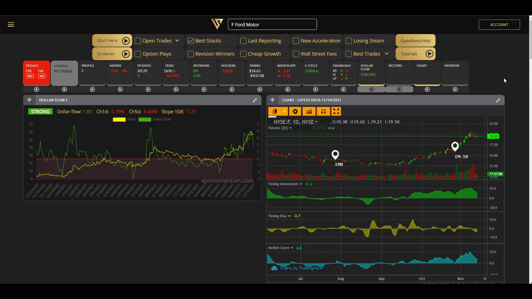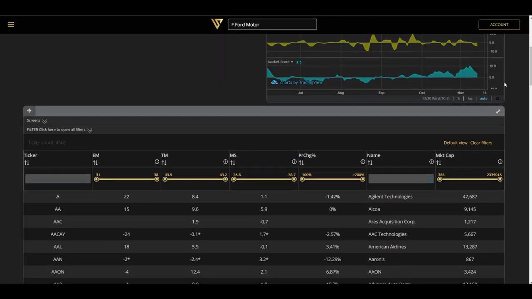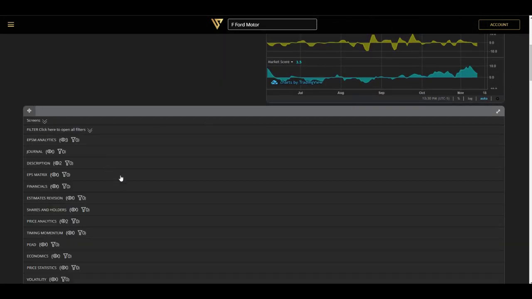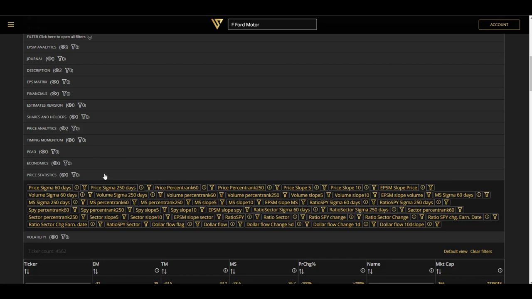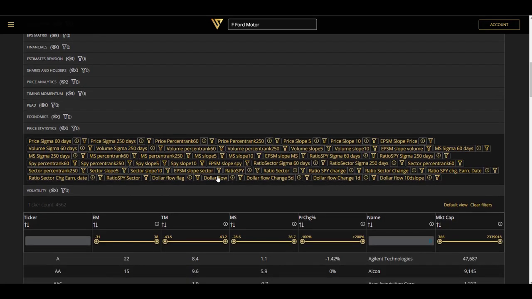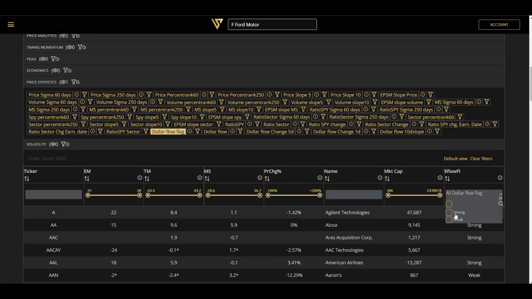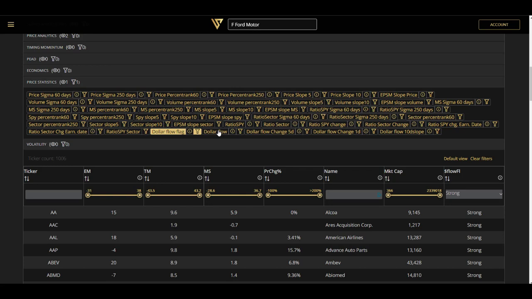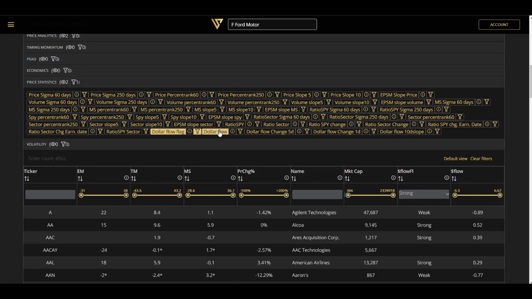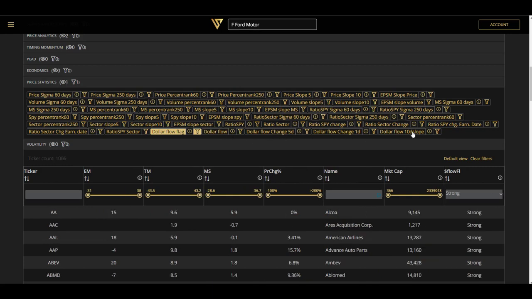So the next question is, how can I screen for stocks that have a very strong money flow? Very simply, you go into the screener here at the bottom, you look for price statistics, and then you look for money flow, the actual flag, so you can see weak or strong, right? And then the actual value, money flow, you can have the value a little bit lower than zero, above zero. Above zero is considered to be strong. Or the 5-day change, the 1-day change, and the 10-day slope.